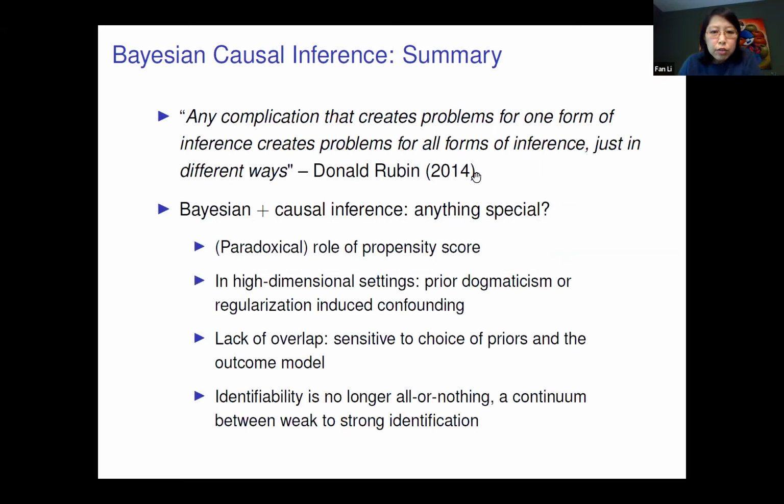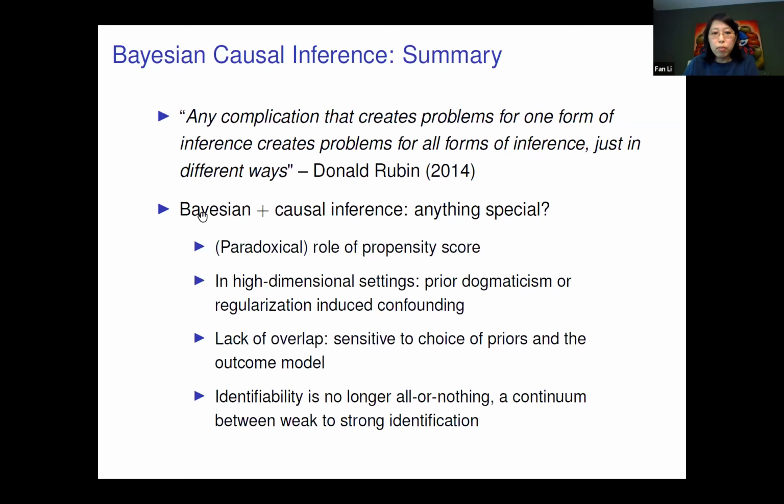So I like this quote very much. Don Rubin in 2014 mentioned that any complications that create problems for one form of inference create problems for all forms of inference, just in different ways. So the point is that whether you are frequentist or Bayesian, causal inference has its own set of problems. And the big problem is the fundamental problem of causal inference, which is that we have half of the data missing, right? So frequentists have met some problems, and those problems will appear in the Bayesian domain in maybe different ways, but they will not vanish.